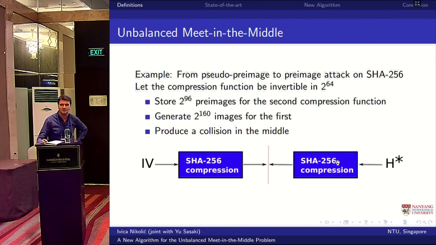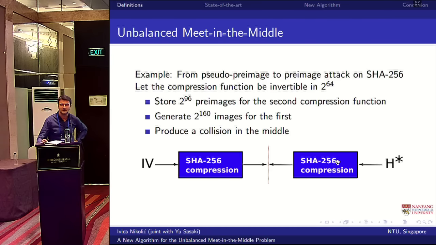So why is it unbalanced? Because as you have seen, the cost of this function is 2^64, whereas the cost of this function is only 1. So that's why we call it the unbalanced meet-in-the-middle problem. That's the only thing. So this function costs more than this function. Everything else is pretty much the standard.